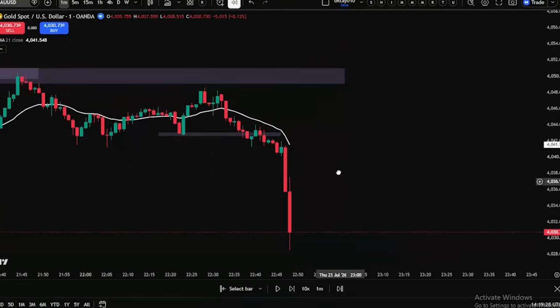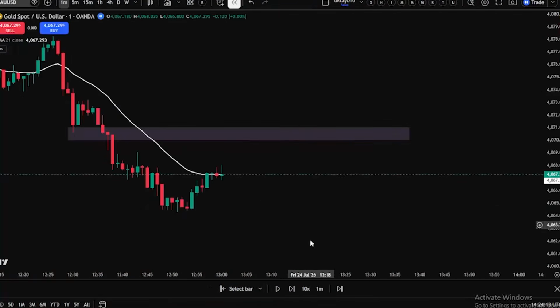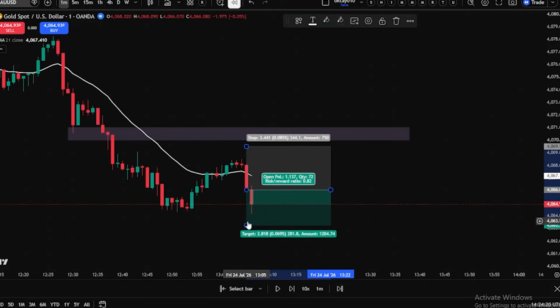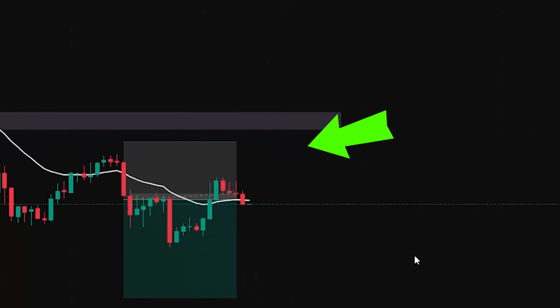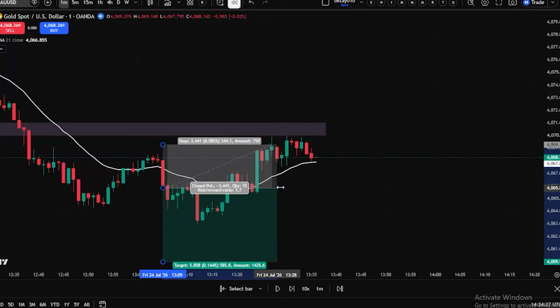The second mistake: entering too early. Many traders enter as soon as the pin bar closes. But here's the problem: the real move may not have started yet. Sometimes the market will come back to the same area after the pin bar and even hit the stop. That's why I always look for confirmation.